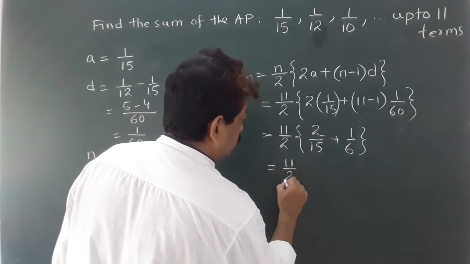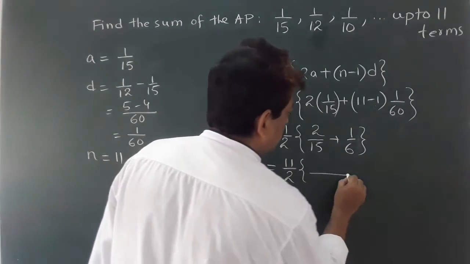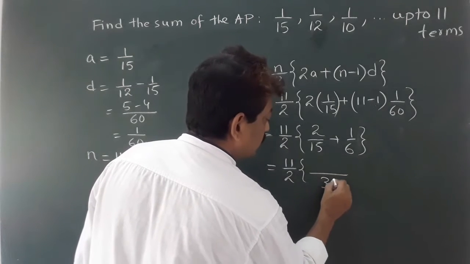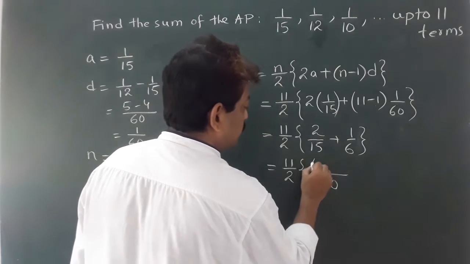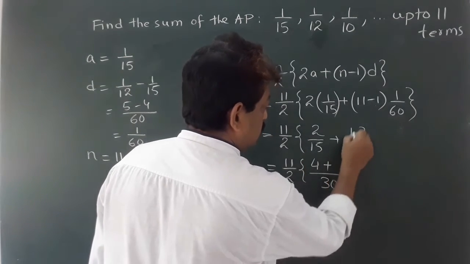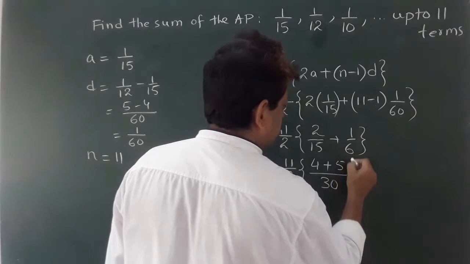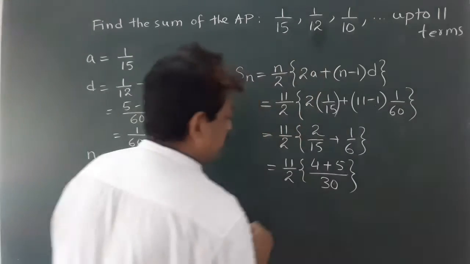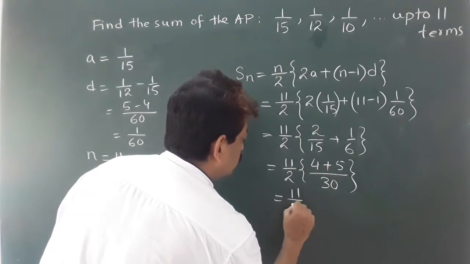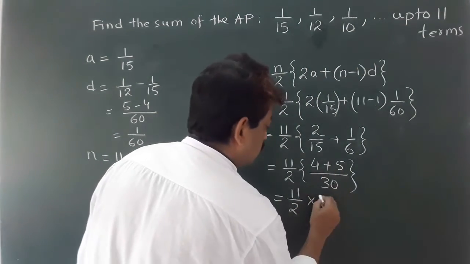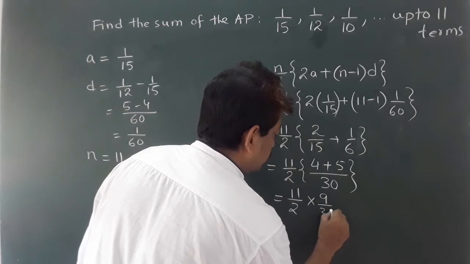So 11 upon 2. LCM will be 30. 2 2s are 4, 6. 5 1s are 5. 30 plus 6... 5 1s are 5. So it is 11 upon 2 multiplied with 9 upon 30.